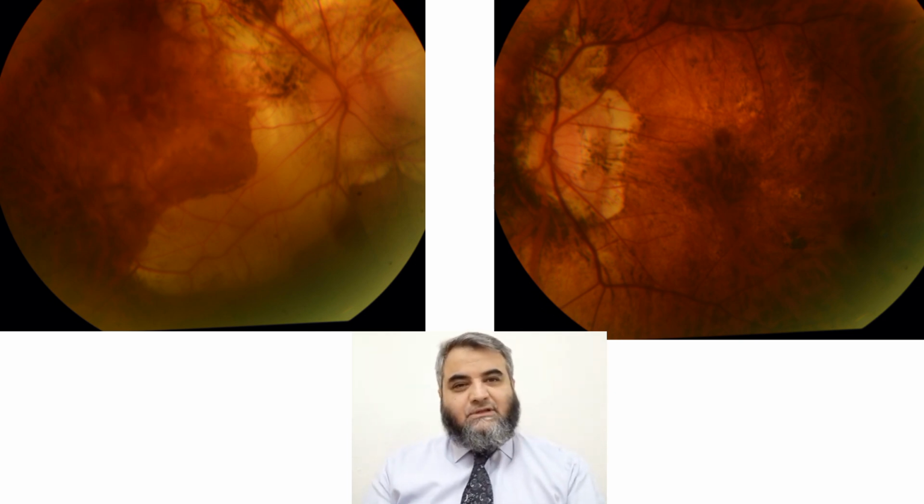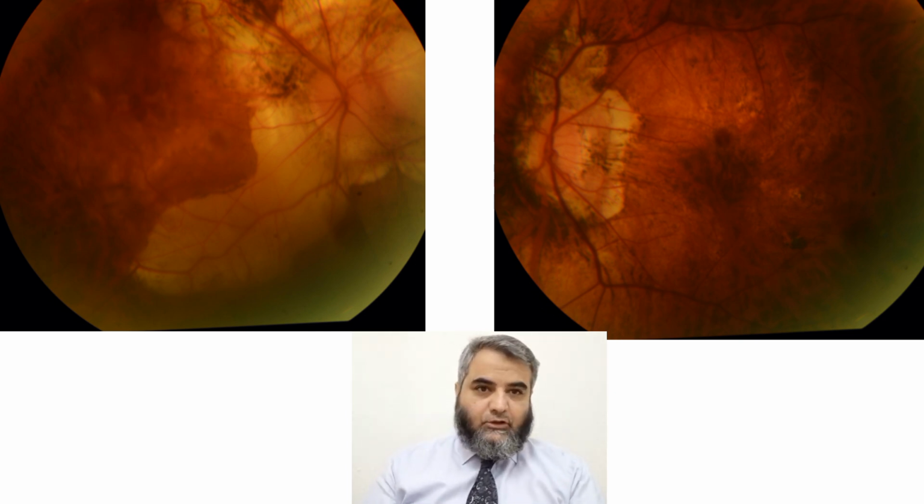Today our topic of discussion is pathological myopia and its related complication, that is macular retinoschisis. Pathological myopia basically is defined when the refractive error goes to -6 diopters or more. Axial length, the length of the eyeball, is more than 26.5 millimeter.